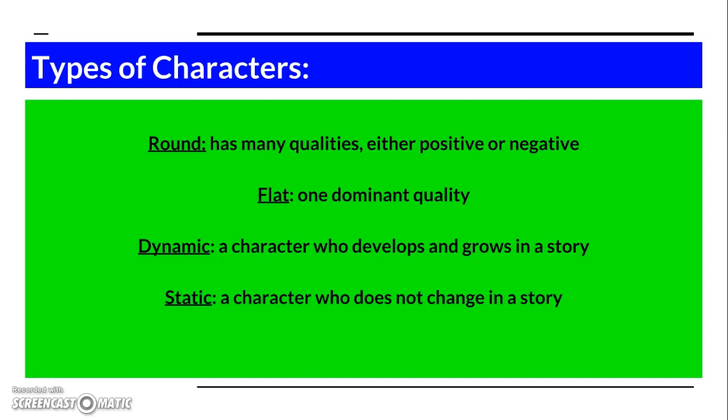Well-rounded people usually are involved in a number of things, whereas flat characters have one predominant quality. They may not be the most important, or perhaps they're not the protagonist, and we're not going to see change. So flat characters have one dominant quality. Dynamic characters are characters who develop and grow in a story. The protagonist is going to be a dynamic character always, because that character will change in the story.